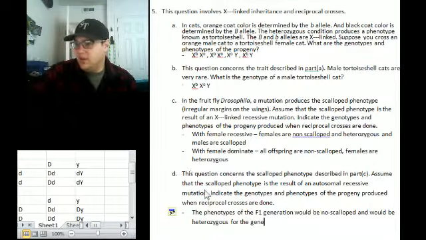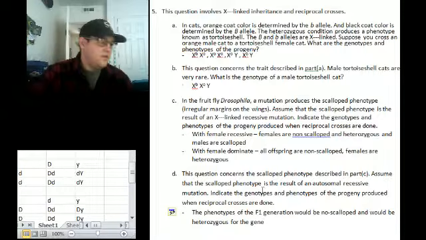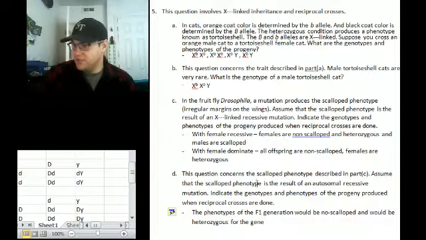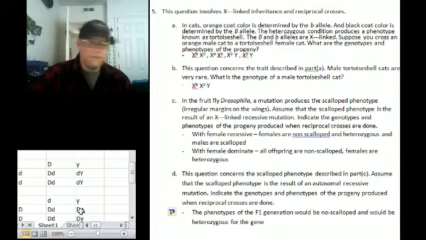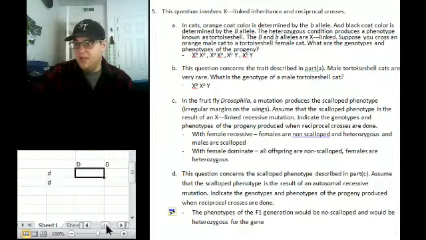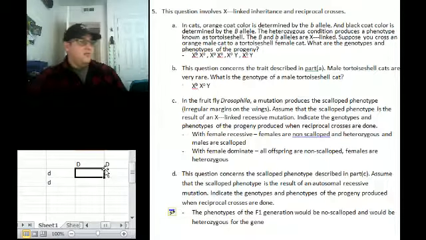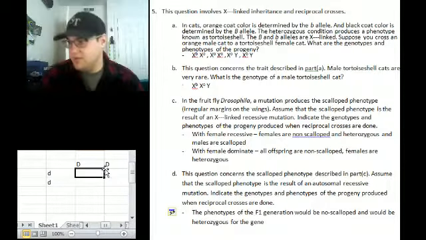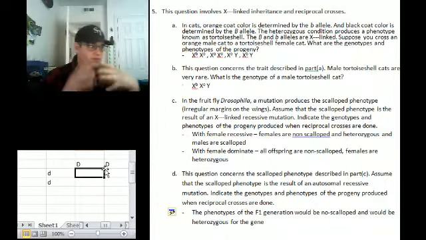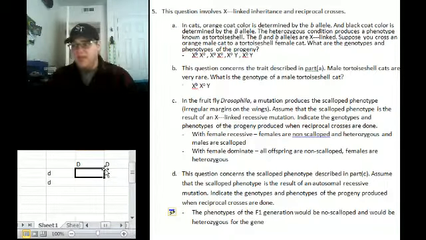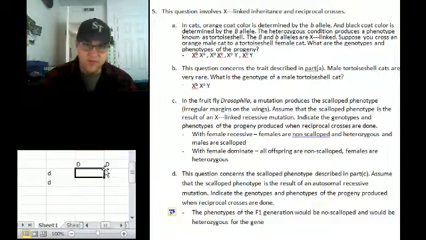And then in part D, the last part of my question, it says this question concerns the scallop phenotype. Assume that the scallop phenotype is the result of an autosomal recessive mutation, and indicate the genotypes and phenotypes of the progeny produced in the reciprocal crosses. If it's autosomal, then you're just going to end up with this set here. When you run an autosomal reciprocal cross, you have one dominant and one recessive, so everything will be heterozygous. Males, females, everything's just going to be heterozygous across the board. And so that's my question.